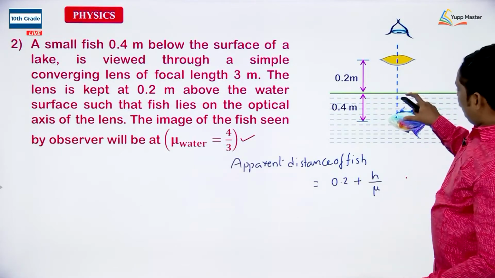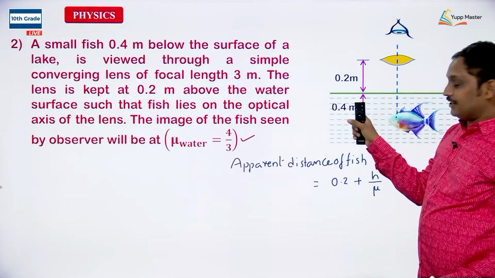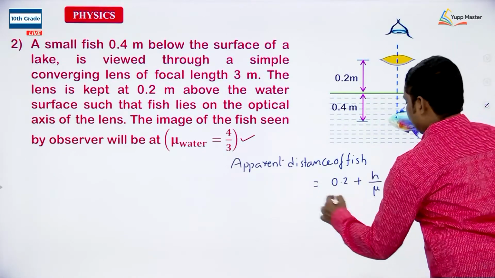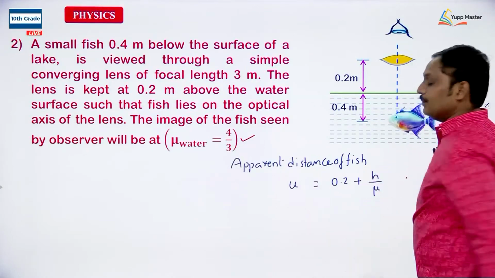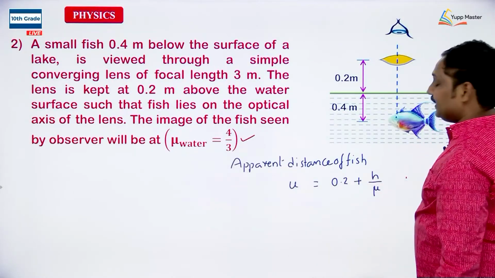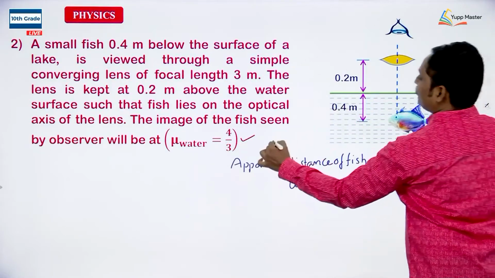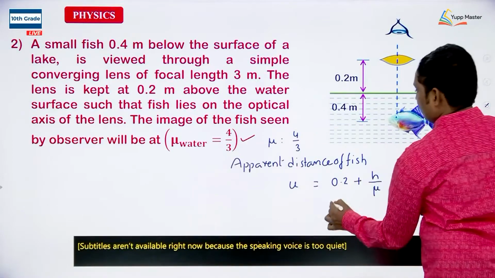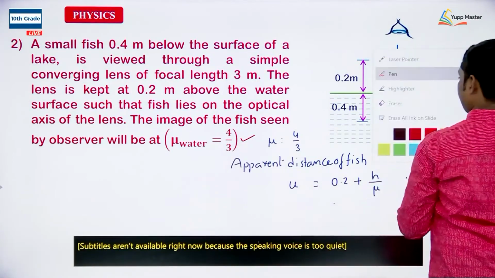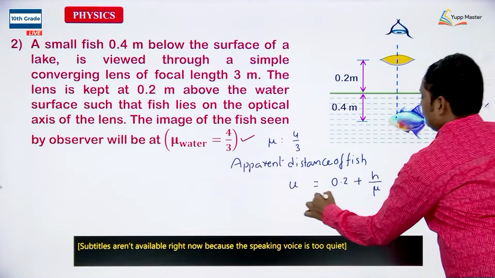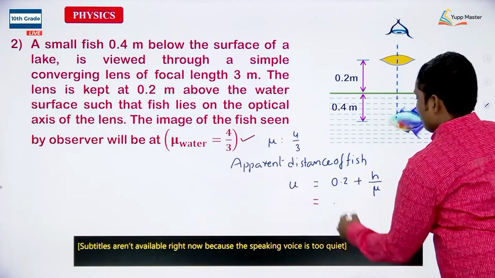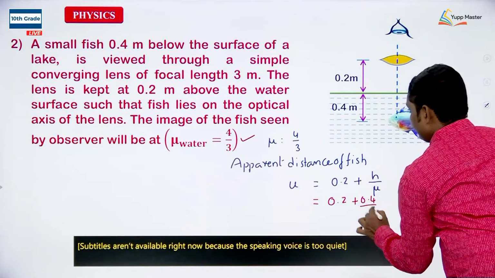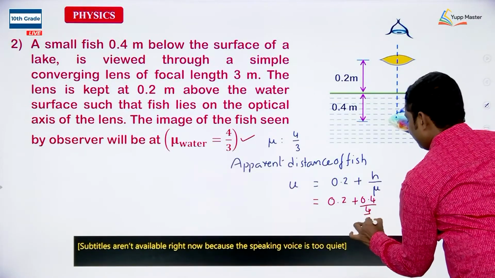So, what is that height? Here we are going to take that 0.4 meter actual presence. Now, we would like to get that calculation. Apparent distance is going to be u. Now, we are going to take that mu is equal to 4 by 3. You are going to identify this. Now, you can write down 0.2 plus 0.4 by 4 by 3.